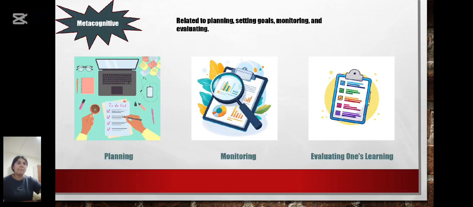Then the next one is metacognitive strategies. It is related to planning, setting goals, monitoring, and evaluating. The most important point is planning. When we are planning our goals or our objectives, then monitoring, where we monitor ourselves, are we going well or not? Then evaluating one's learning. So what is the evaluation of our planning and monitoring? Did we achieve our goals or not?